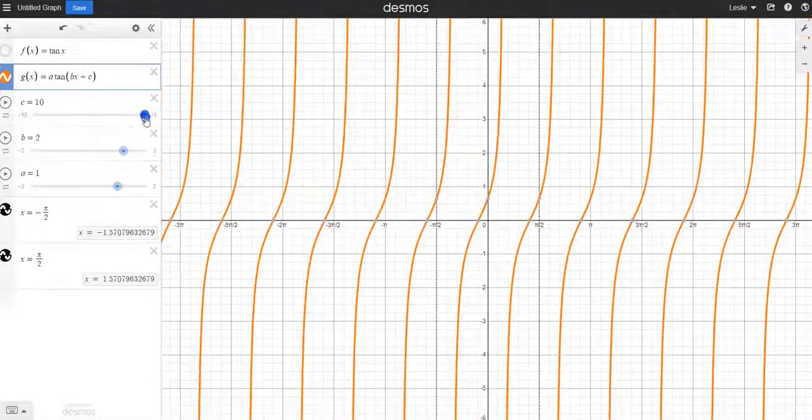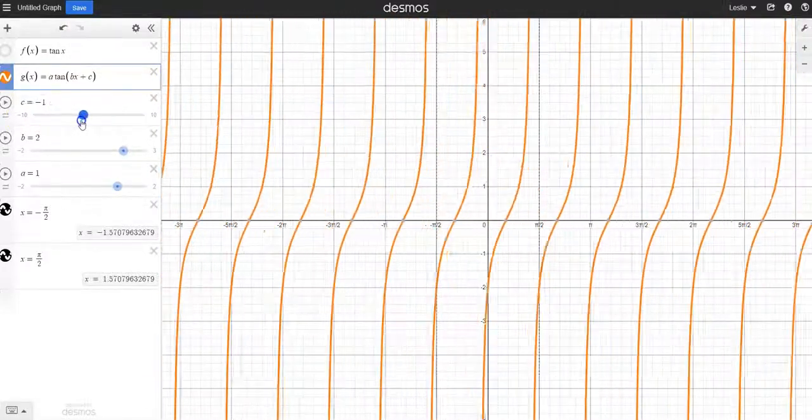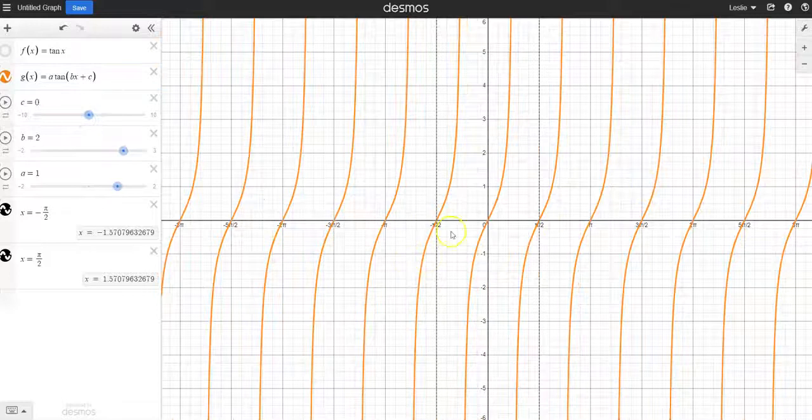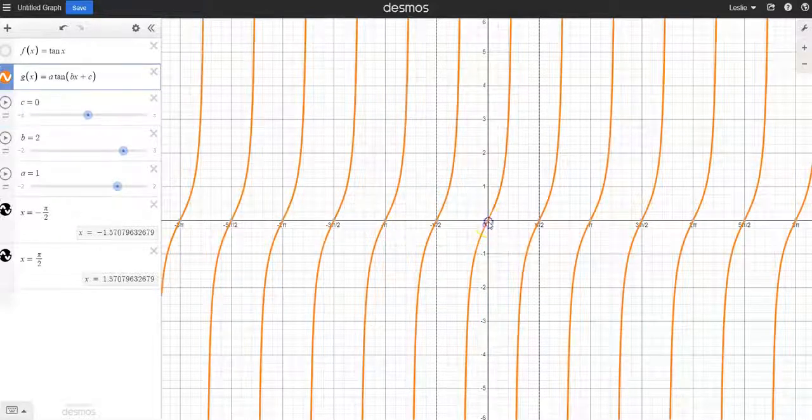The bigger c gets, the farther to the left it moves. The smaller c gets, the farther to the right it moves. When c is 0, I'm not adding anything, so I'm not shifting horizontally at all, and I'm back to normal. Because I'm shifting left and right, let's change my left and right bounds from negative pi to pi. That just means this point will only be able to shift to negative pi and positive pi.